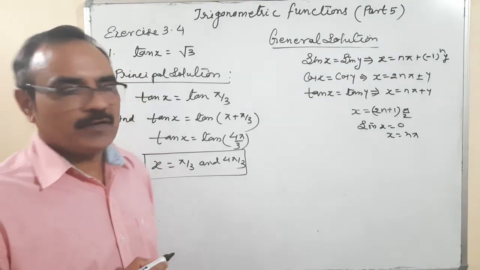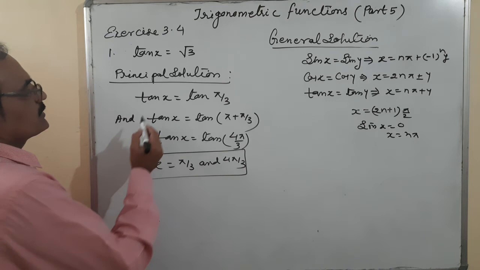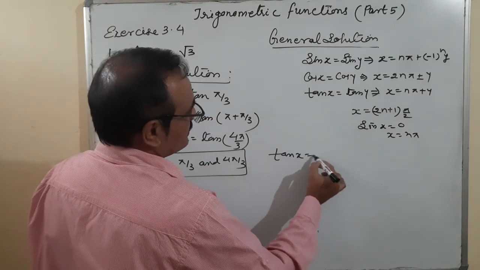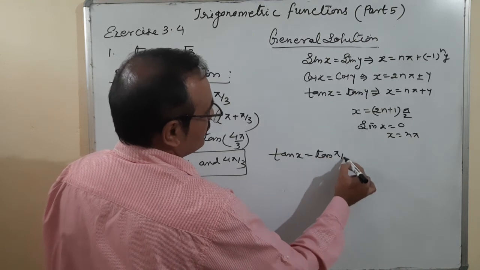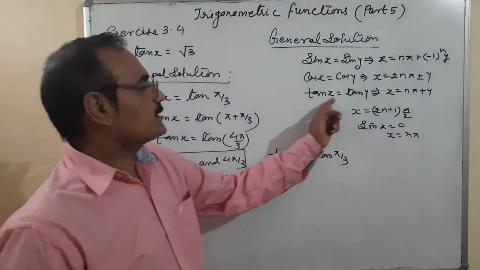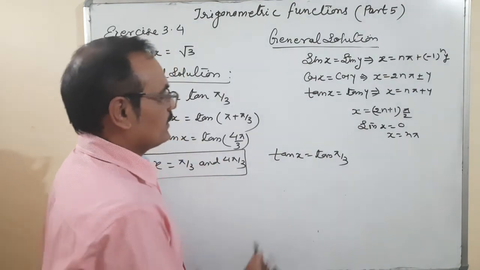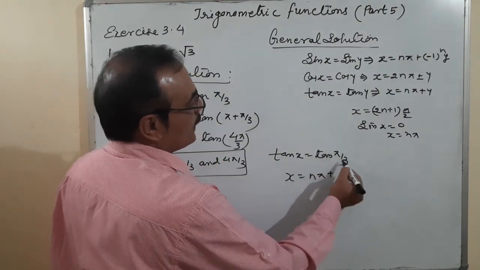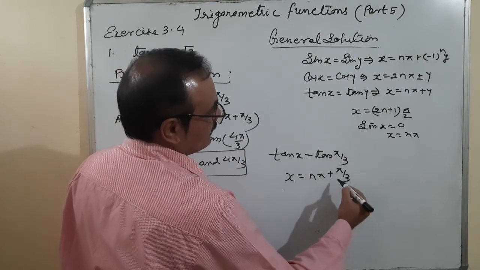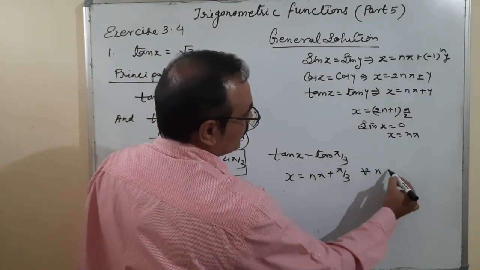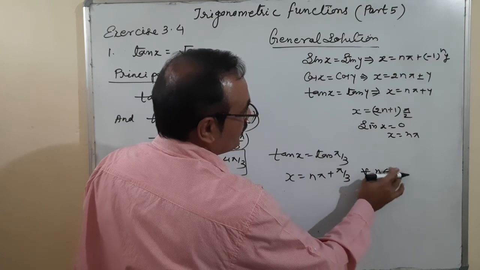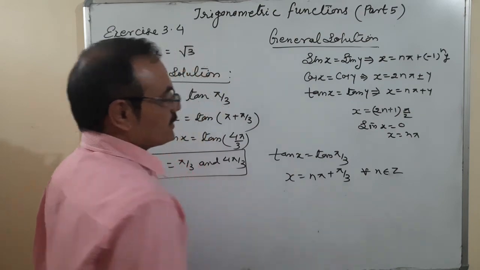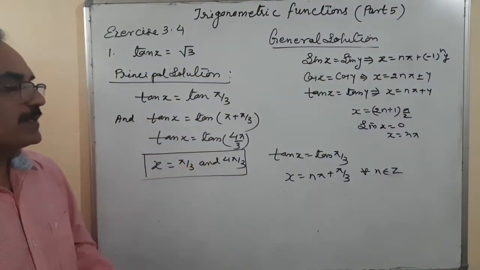Now let us see the general values. Tan x is equal to tan pi by 3. What is the general solution for tan x? Tan x is equal to tan y gives x is equal to n pi plus y. So I write here x is equal to n pi plus pi by 3, where n belongs to Z. So this is the general solution and these are the principal solutions.